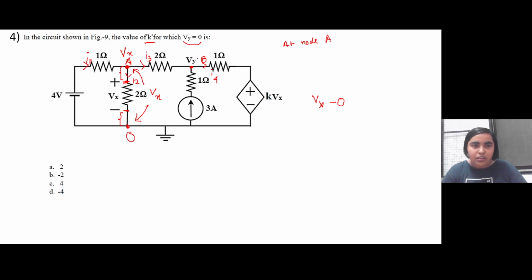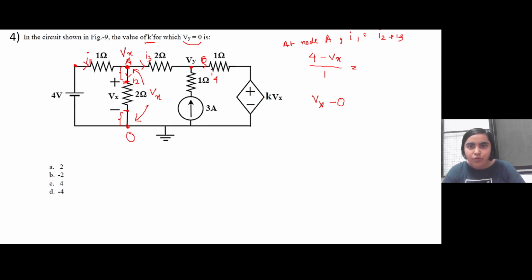the voltage across this minus voltage across A by the resistance 1 ohm. So it will be 4 minus Vx, since the node voltage at A is Vx, by 1. This is equal to I1. So basically if you apply KCL at node A, it will be I1 equal to I2 plus I3.